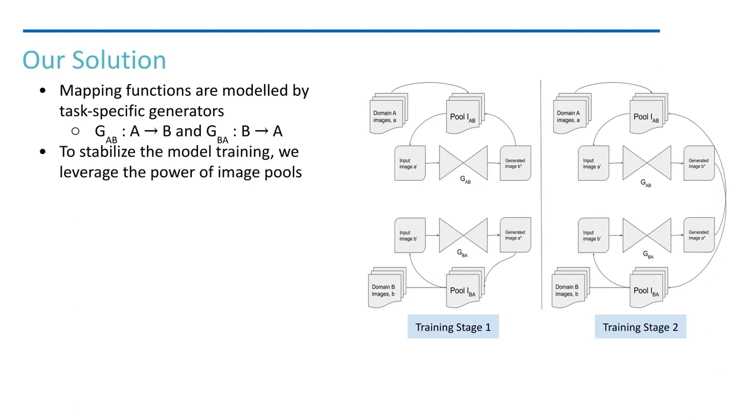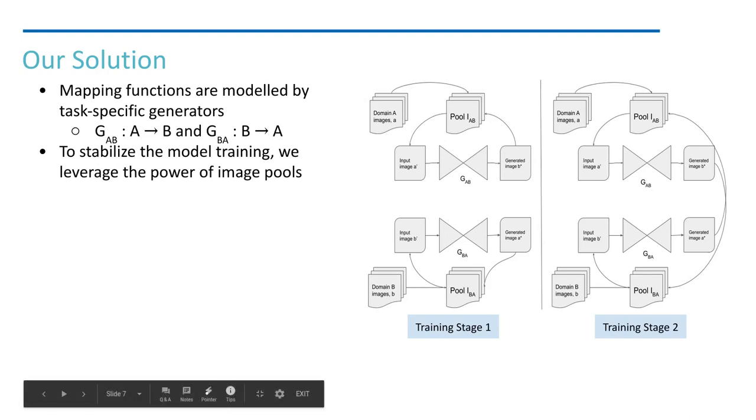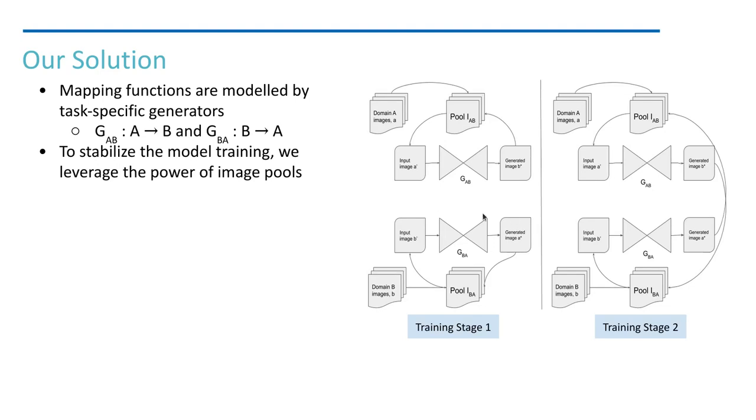Generator GAB models the mapping function from source domain A to target domain B, while generator GBA models the mapping function from source domain B to target domain A. An image pool is generally used to store a history of generated images to feed the discriminator in order to reduce the model oscillation during adversarial training.